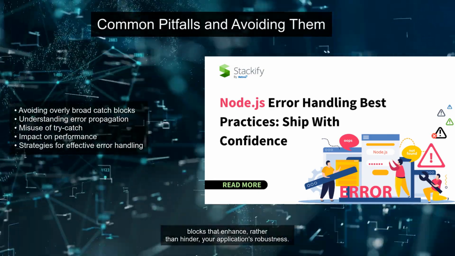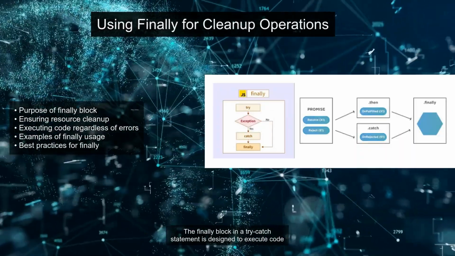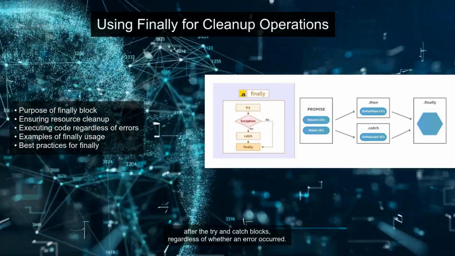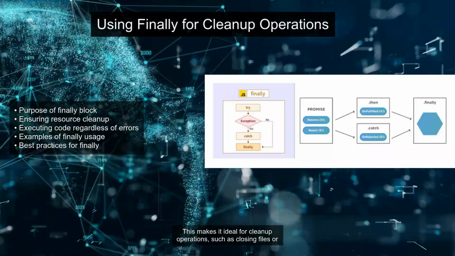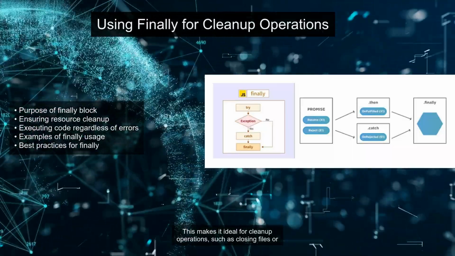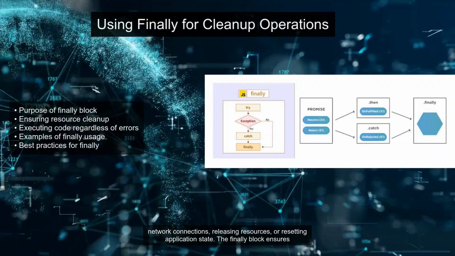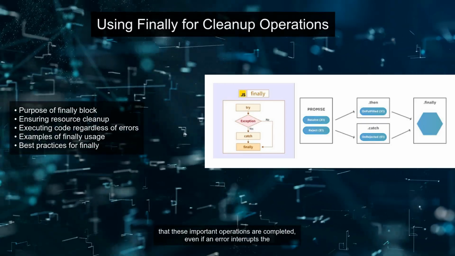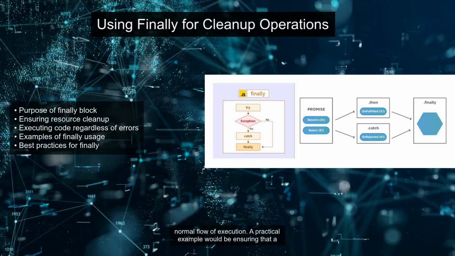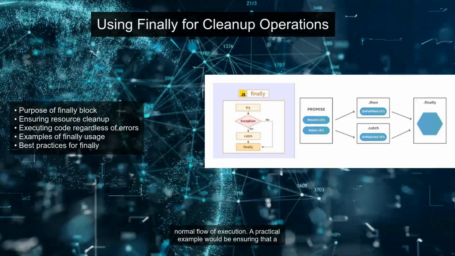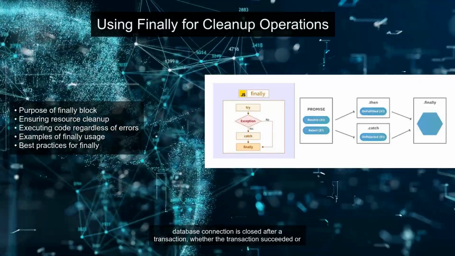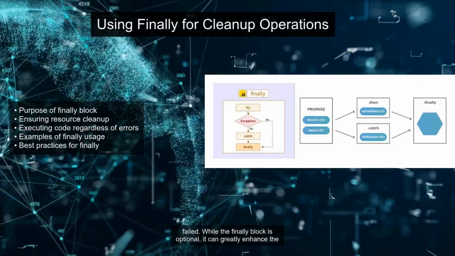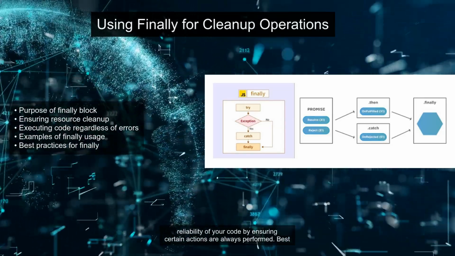your application's robustness. The finally block in a try-catch statement is designed to execute code after the try and catch blocks, regardless of whether an error occurred. This makes it ideal for cleanup operations, such as closing files or network connections, releasing resources, or resetting application state. The finally block ensures that these important operations are completed, even if an error interrupts the normal flow of execution. A practical example would be ensuring that a database connection is closed after a transaction, whether the transaction succeeded or failed.